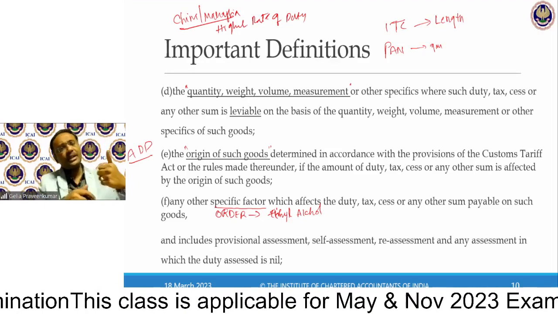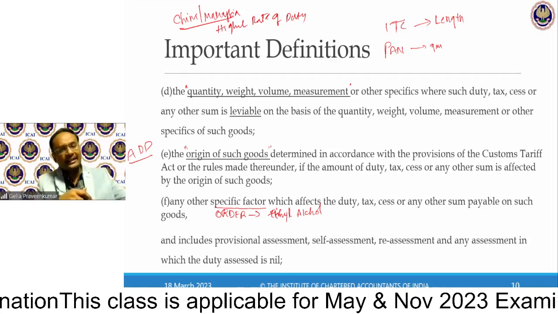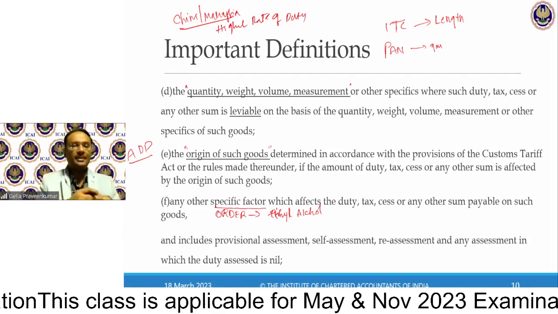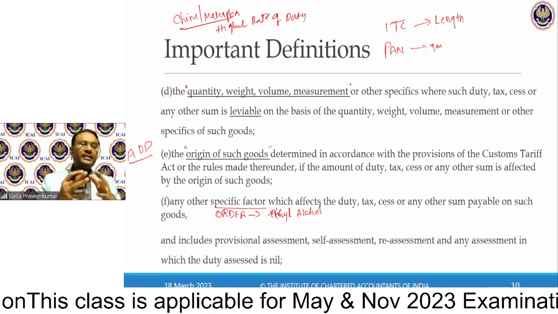As I say, provisional assessment. I have gone to the customs commissioner saying that this is my nature of business. I have imported goods from Japan. I am not in a position to determine what is the duty payable.